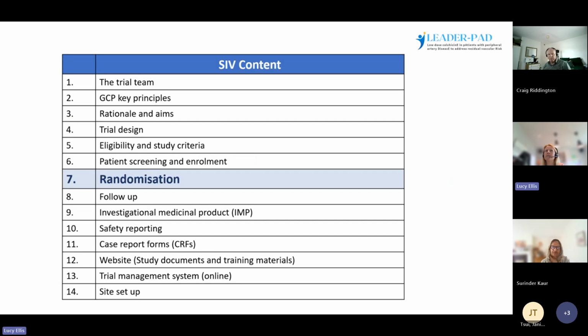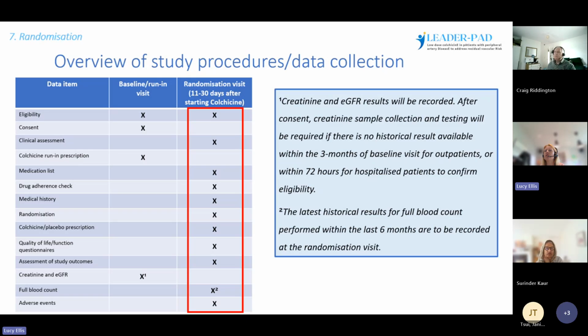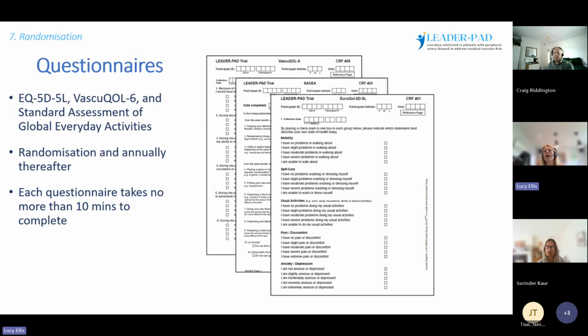Next, moving on to randomization. On this slide, you'll see an outline of activities and data that are collected at the randomization visit. In terms of clinical assessment, that includes vital signs information, so it's ABI, heart rate, height, weight. And there are also three quality of life questionnaires, so EQ5D, which you're probably familiar with. There's a vascular questionnaire and a standard assessment of global everyday activities, and they're completed at randomization and then annually by the participant.